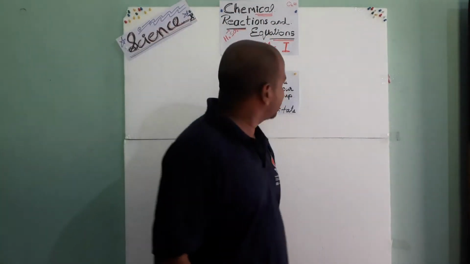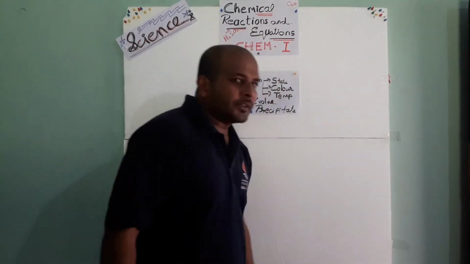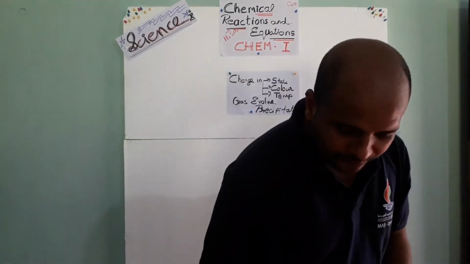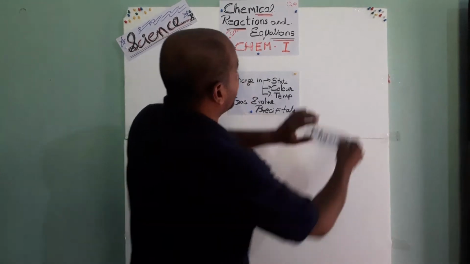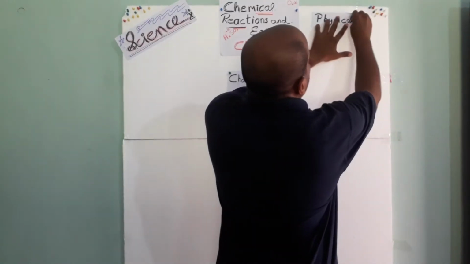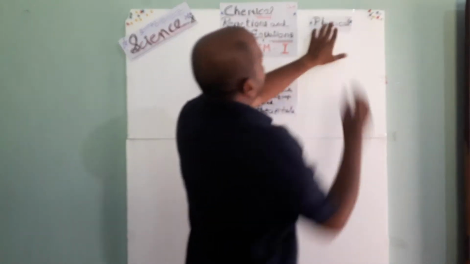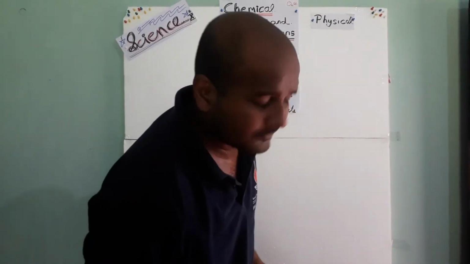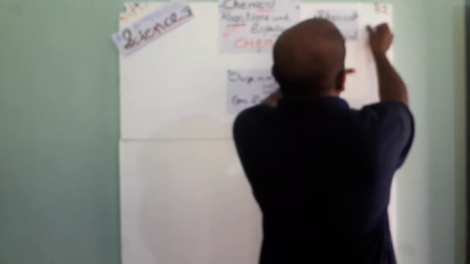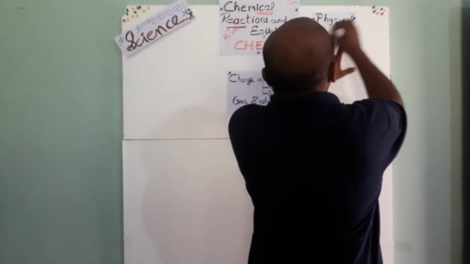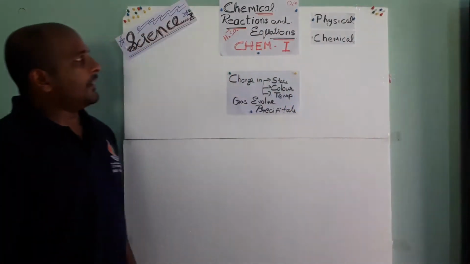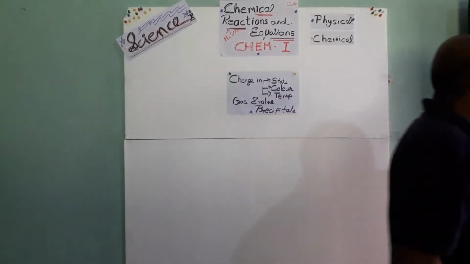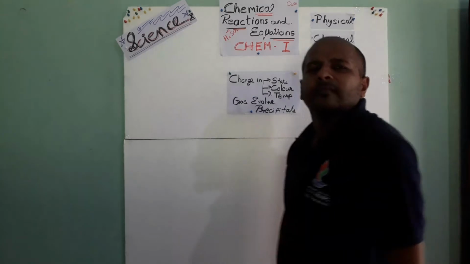In all the classes, you have already studied about 2 types of changes which happen in the surroundings. The first one is physical change. I think you studied physical change in the 9th standard, in the same subject. And the second is chemical change. These are 2 types of changes occurring in our daily life. So what is this physical change?